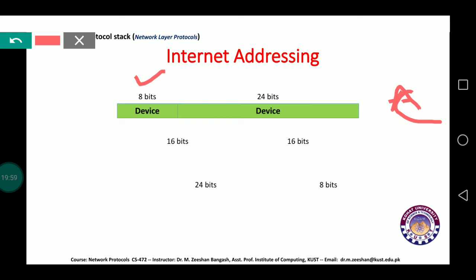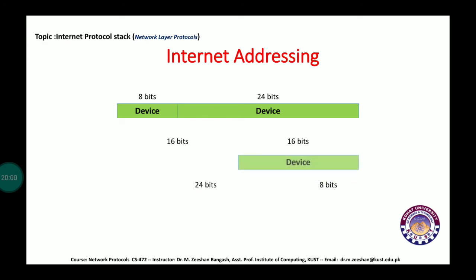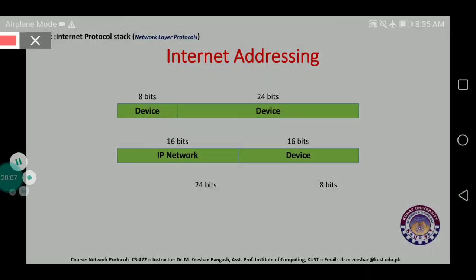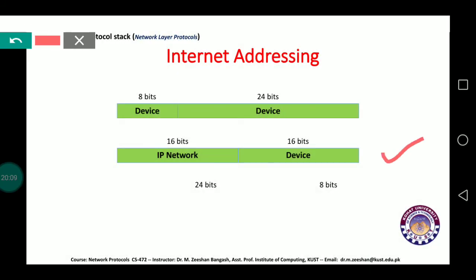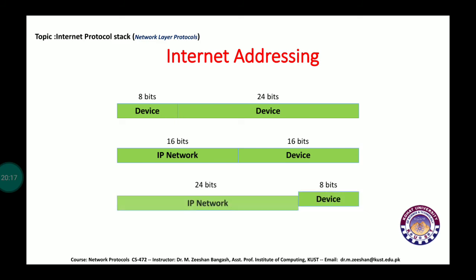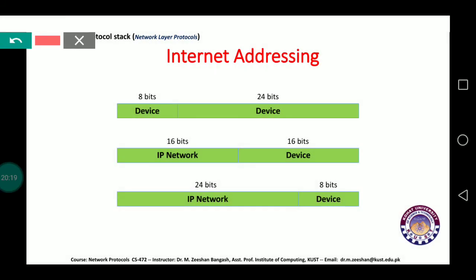This is basically an example of class B IP, in which the number of bits for the network part is the same as the host bits. Similarly, let's look at another class, which is class C IP, in which the number of network bits is 24 bits, and the number of host or device bits is 8 bits.